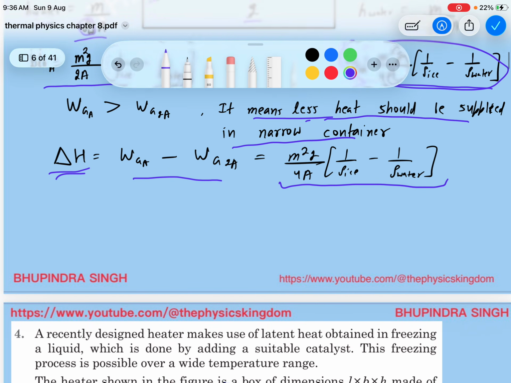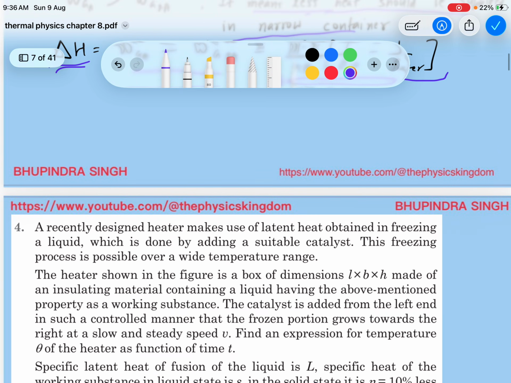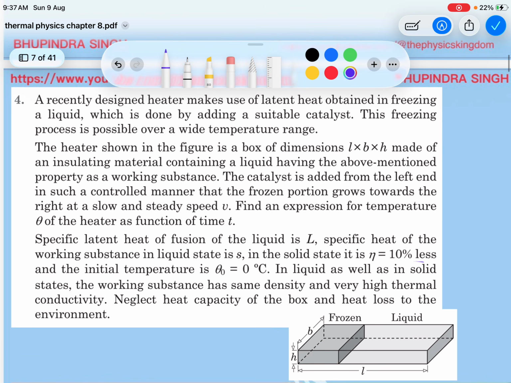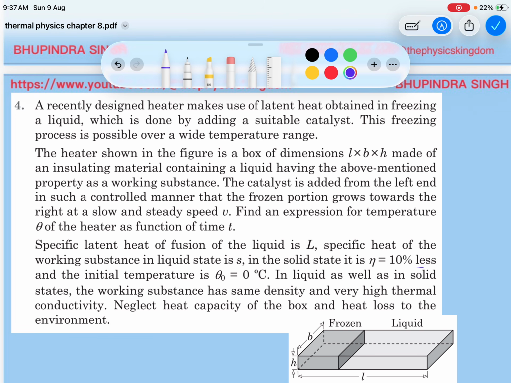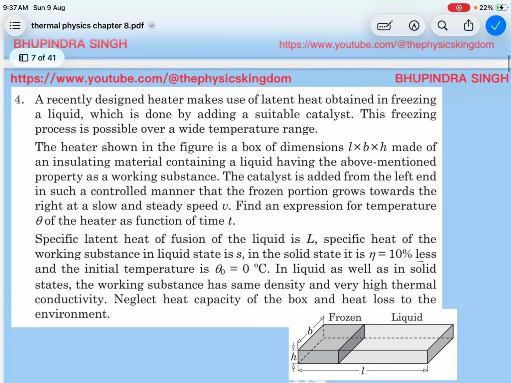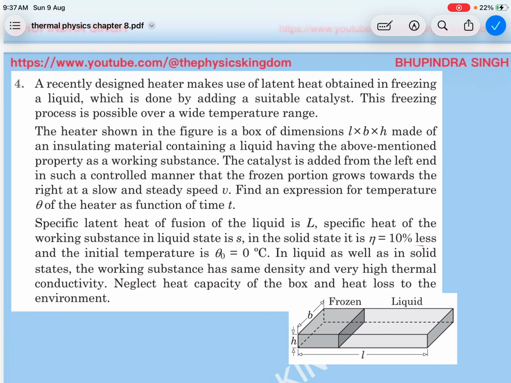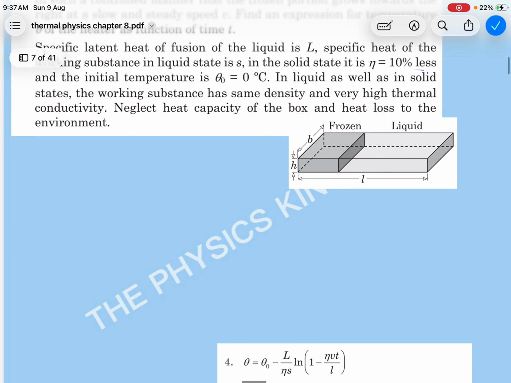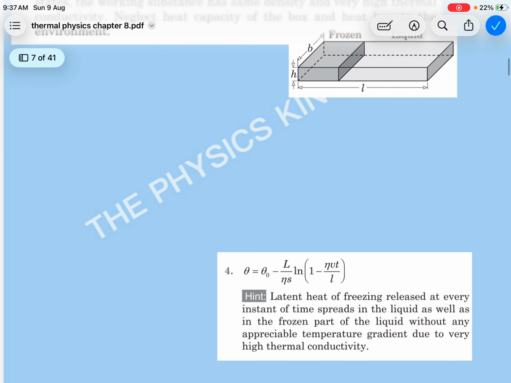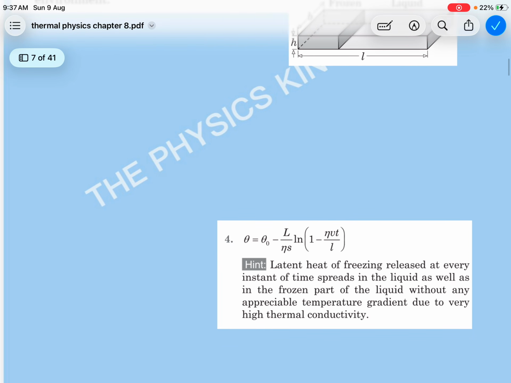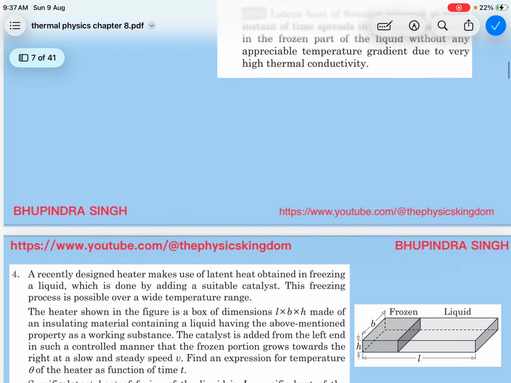Now question number 4. Very good question, right? See this question properly. If there is any confusion, tell me, write in the comment section. The answer of this question is correct only, no problem. So basically in the hint they are giving how to solve this question, and the hint is also 100% correct, no problem in that.